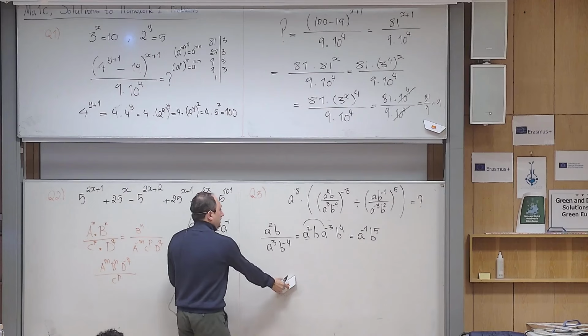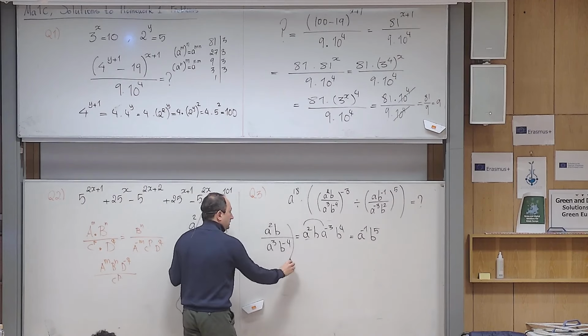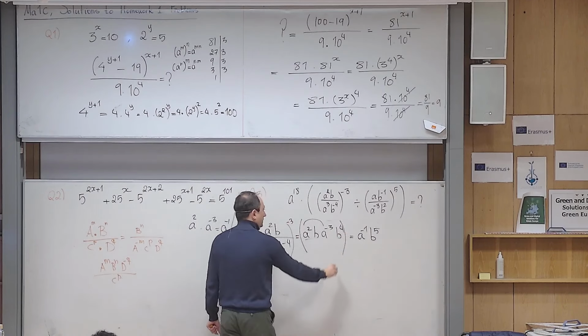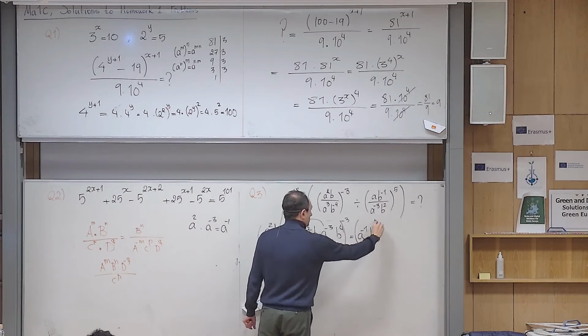Okay. Now I want to have a power of minus 3. So I put the power of minus 3 here. I put the power of minus 3 here. I also put the power of minus 3 here.